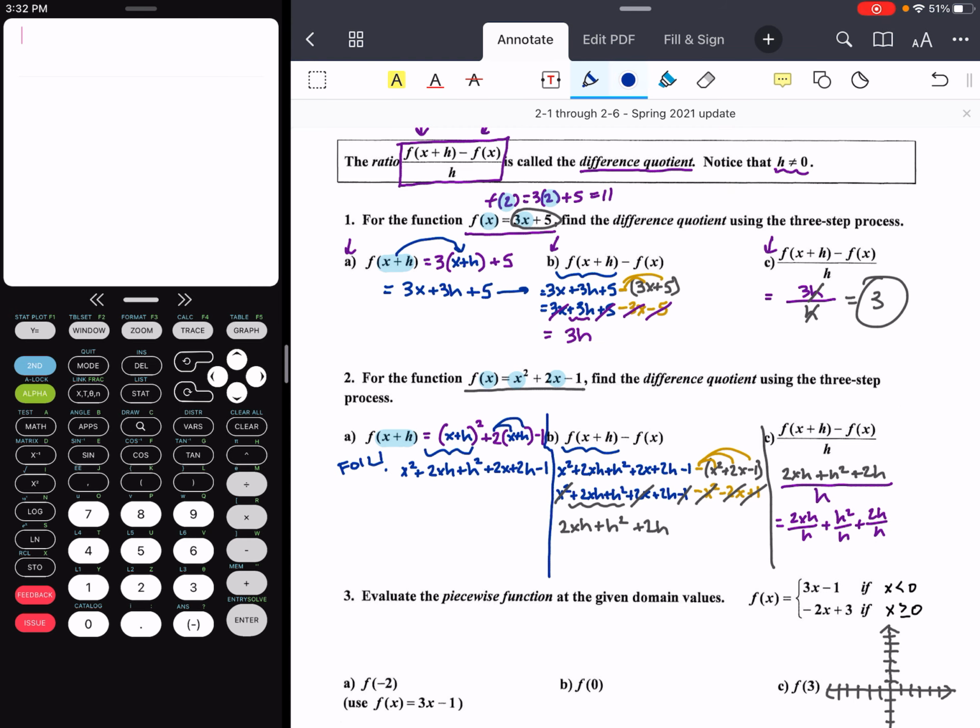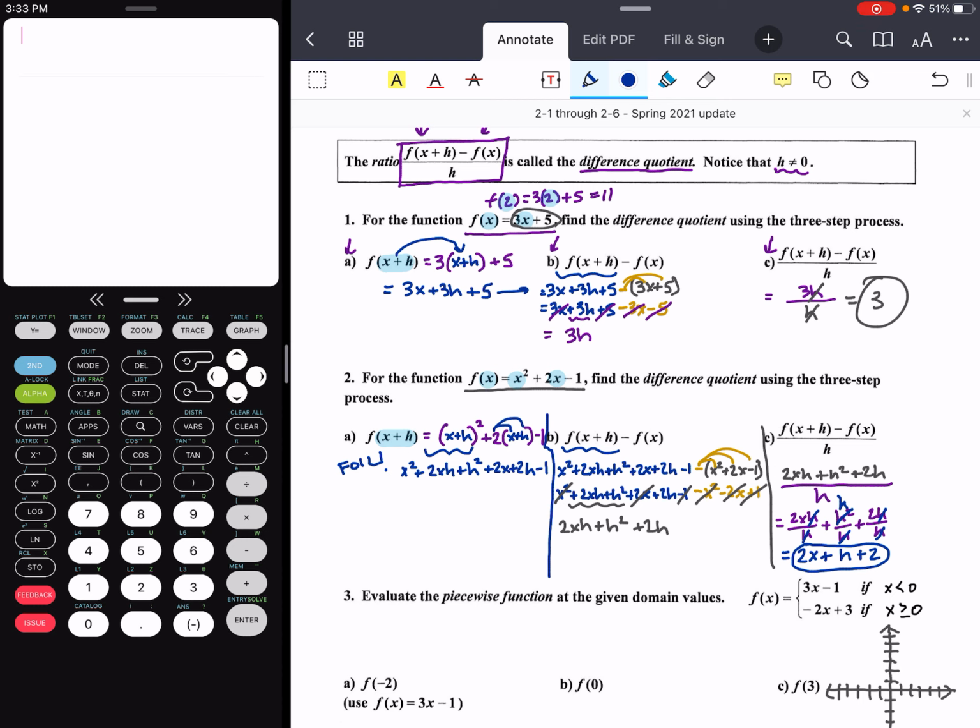And then let's cancel individually. H's cancel here, so that gives me 2x. And then h squared over h leaves me with an h, so plus h. And then for my third term, the h's cancel, and it leaves me with plus 2. So 2x plus h plus 2 is my difference.